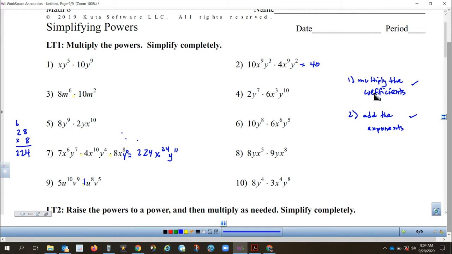Did you hear what I just said? Let me say that again. Coefficients never do the same thing as the exponents. We multiply the coefficients, we add the exponents. If you're multiplying on both or adding on both, you're guaranteed to get it wrong. Okay, so that's how we do the first part, multiplying powers.